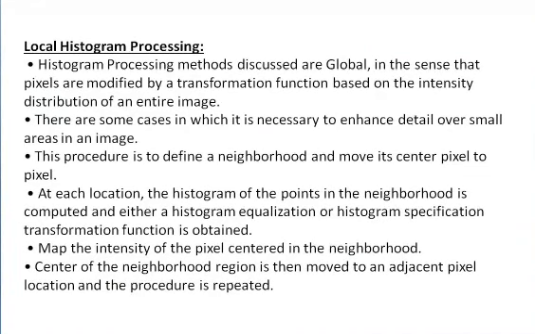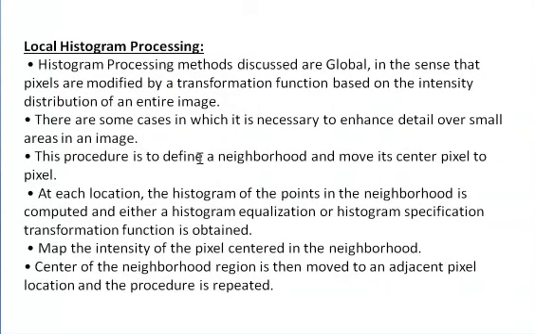The histogram processing methods discussed so far are global, in the sense that pixels are modified by a transformation function based on the intensity distribution of an entire image. There are some cases in which it is necessary to enhance detail over small areas in an image.